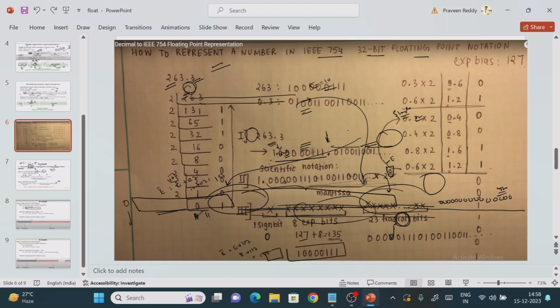As per the question, the given number is a positive number, so the sign bit value equals 0. This 8 bit value is nothing but 135. The remaining bits are nothing but your mantissa value. This is the mantissa value we have obtained. You just copy this value as it is. If empty locations are there, you just write zeros. If it is 64 bit, then instead of this 127 you take 1023.